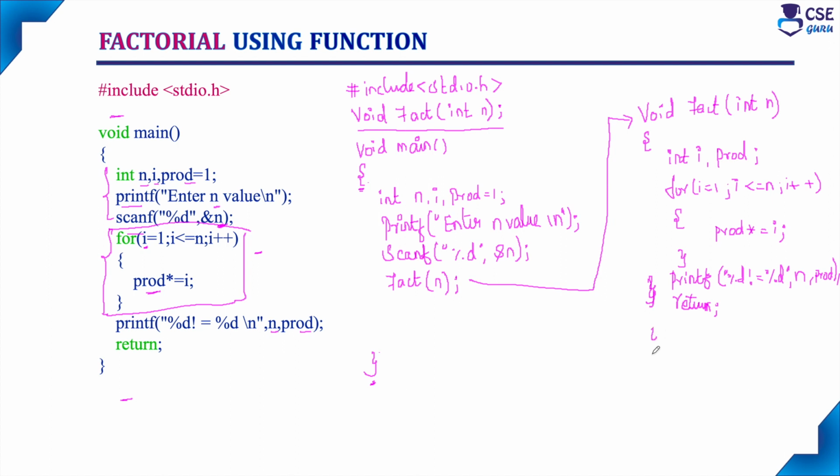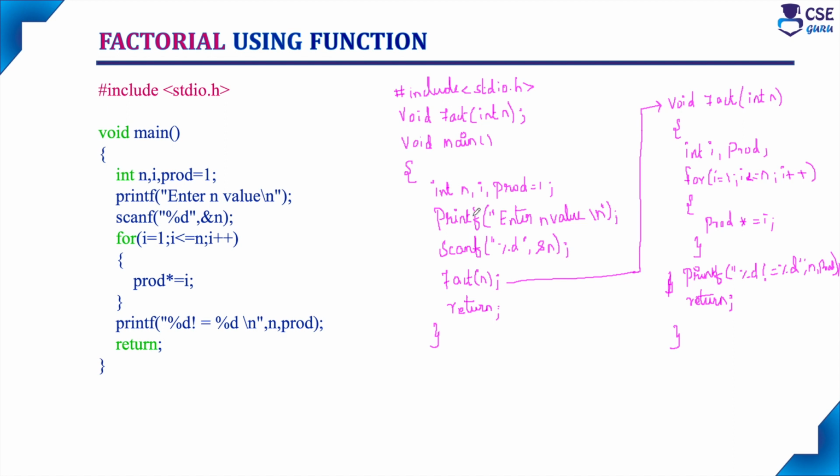If at all we are not returning anything to the main function also, simply we have to add this return statement. Here itself it will print the factorial value. It will be printed in the output screen. So now we are simply returning the main function.